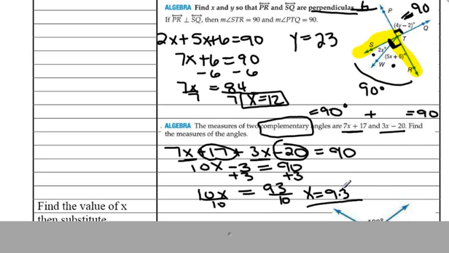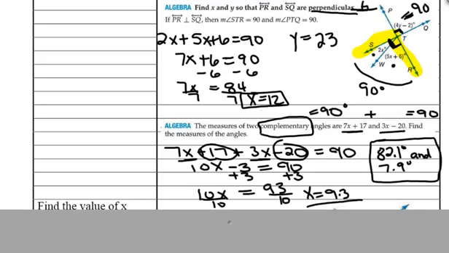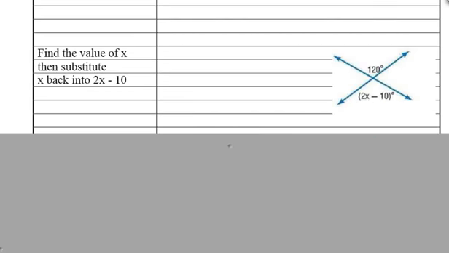So what I'd like for you to do is pause the video and substitute this x into each expression, 7x plus 17 and 3x minus 20, and see if you get what I get for each angle. After you substitute your x back in, you should get 82.1 degrees and 7.9 degrees. And it's perfectly fine if you get decimals. Just make sure that 82.1 plus 7.9 is 90 degrees. And it is.